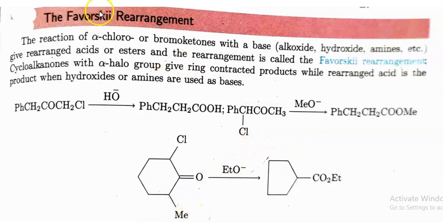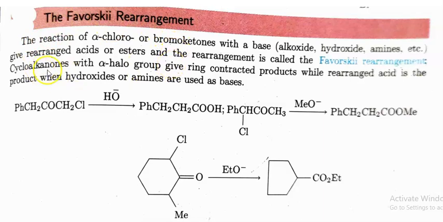So what happens in Favorskii rearrangement is that an ester or acid is formed. The reaction basically happens in the case of an alpha halogenated system. So the alpha halogenated system reacts with a base like alkoxide, hydroxide or amines to form these esters or acids. So this is a general overview of the Favorskii rearrangement.